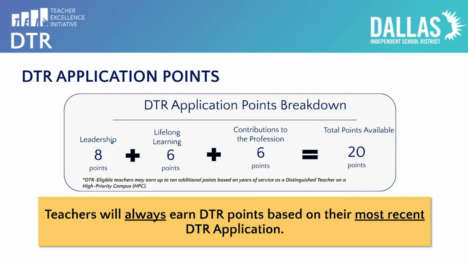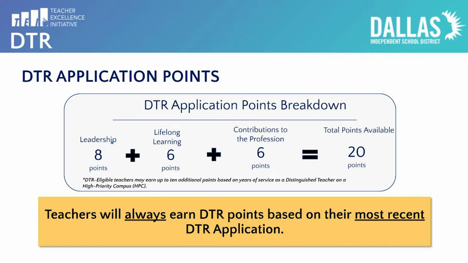Teachers may earn up to 20 points by undergoing DTR. You can earn 8 points from the leadership domain, 6 points from the lifelong learning domain, and 6 points from the contributions to the profession domain. Additionally, DTR eligible teachers may earn up to 10 points based on years of service as a distinguished teacher at a high priority campus, HPC. A list of high priority campuses can be found on the TEI website.